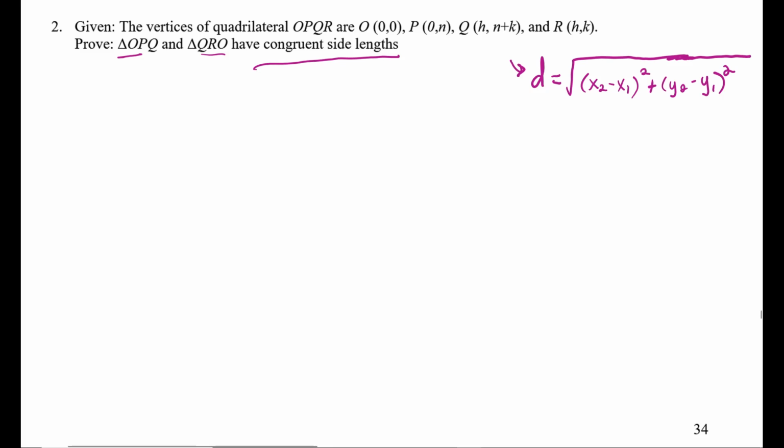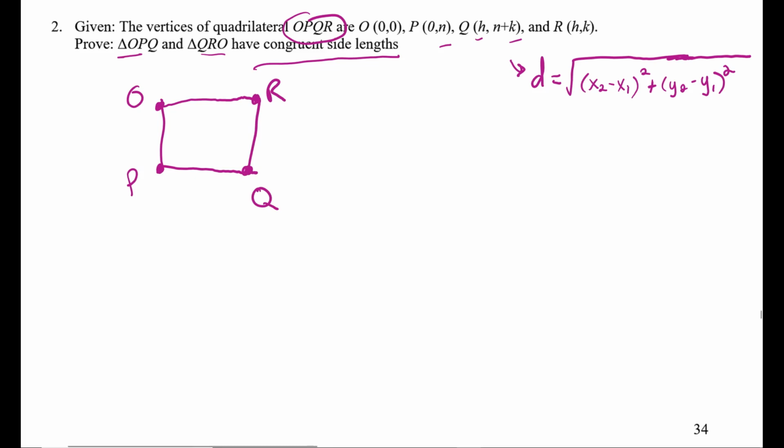But just to get an idea of what these look like, I'm going to draw out that quadrilateral OPQR. So again, I'm going to label them in counterclockwise order, and it doesn't matter what your picture looks like as long as it's a quadrilateral, because I'm not putting this on a coordinate plane, because we don't know what n is, we don't know what h is, and we don't know what k is.